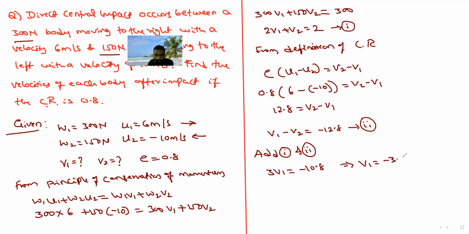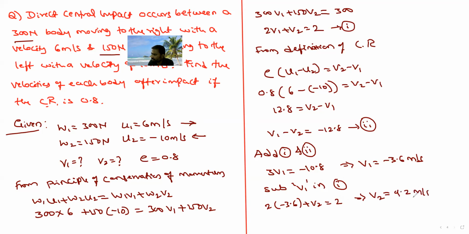V1 is minus 3.6. Then substitute this V1 in equation number 1. So in equation 1, 2 times minus 3.6 plus V2 is equal to 2. So V2 is equal to 9.2 meter per second. Don't confuse between V1 and V2. The coefficient of the first one is multiplied by that value, and you will get V2.